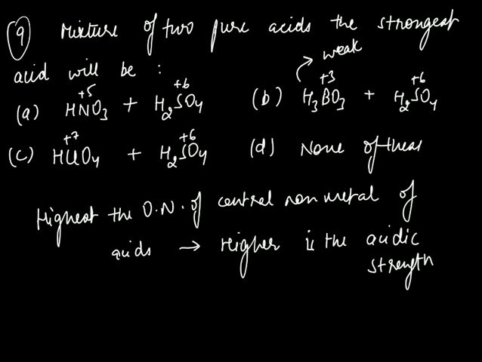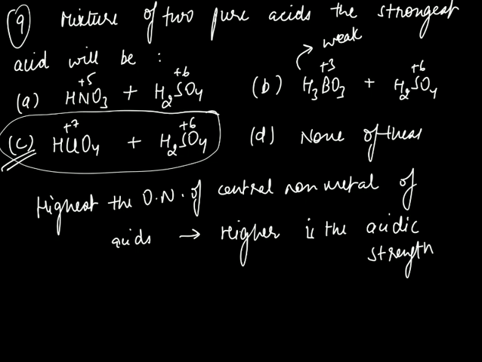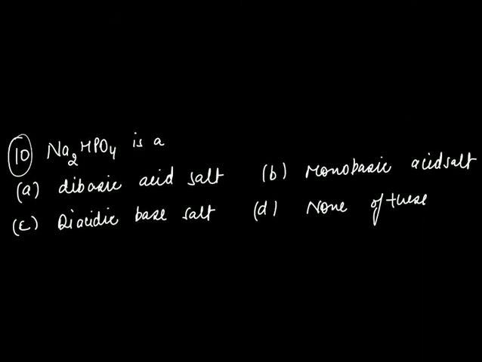So now you think, mixture of acids, pure acids, the strongest acid will be what? The higher the oxidation number. We have only one option where both of them have high oxidation number, and that's this one, +7 and +6, if you can see it. So this is our answer, right? Again, if you want to learn how to calculate oxidation number, please check that video. Then we go to the next one.